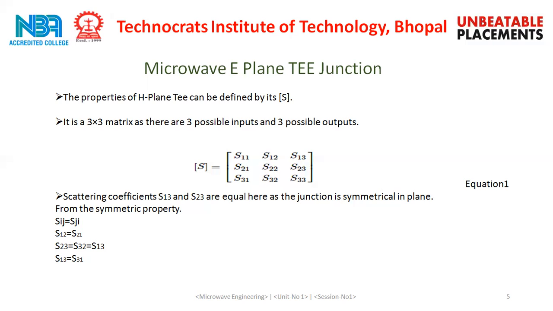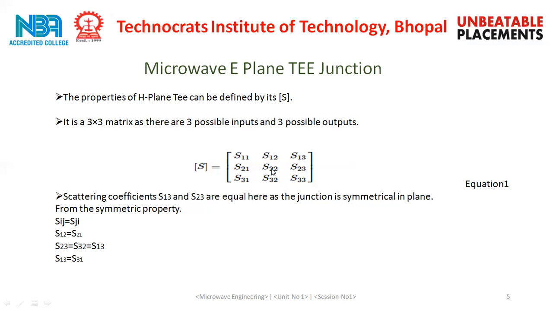We know that for an n-port junction, we have a scattering matrix of n cross n. Likewise, for a 3-port junction, it will be a 3x3 scattering matrix, having 9 elements. Now, with the help of different properties of the scattering matrix, we will reduce this matrix, looking at S13 and S23.